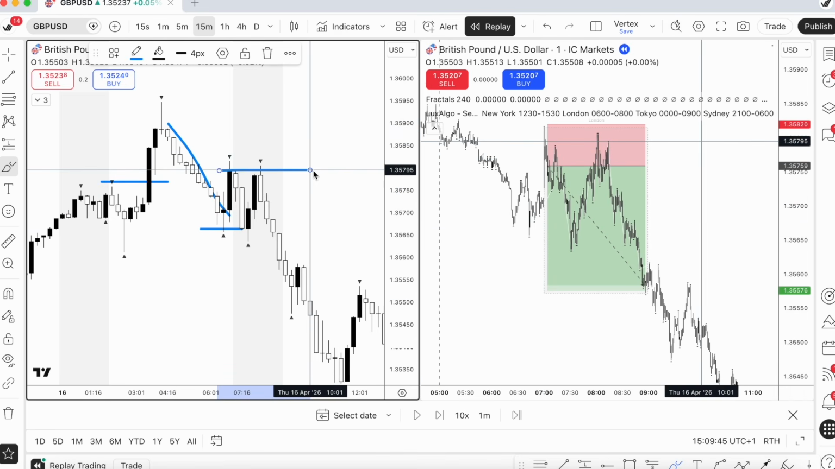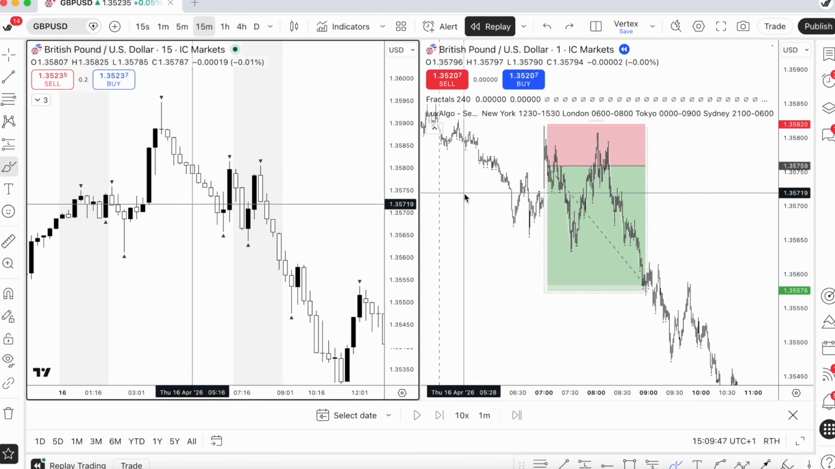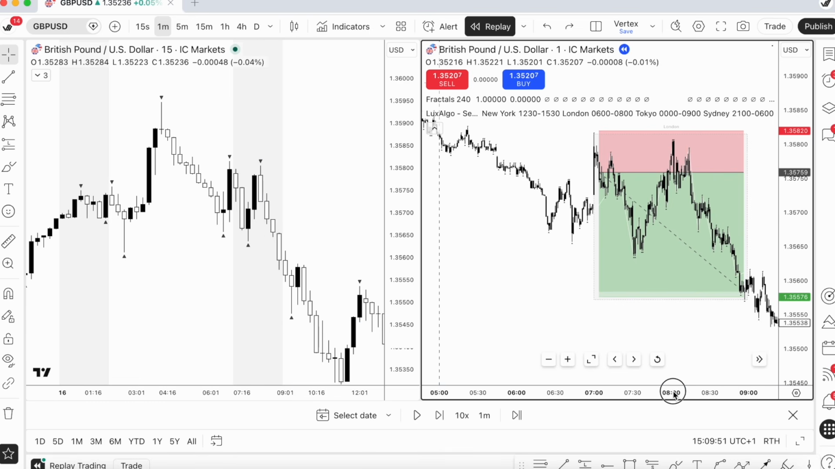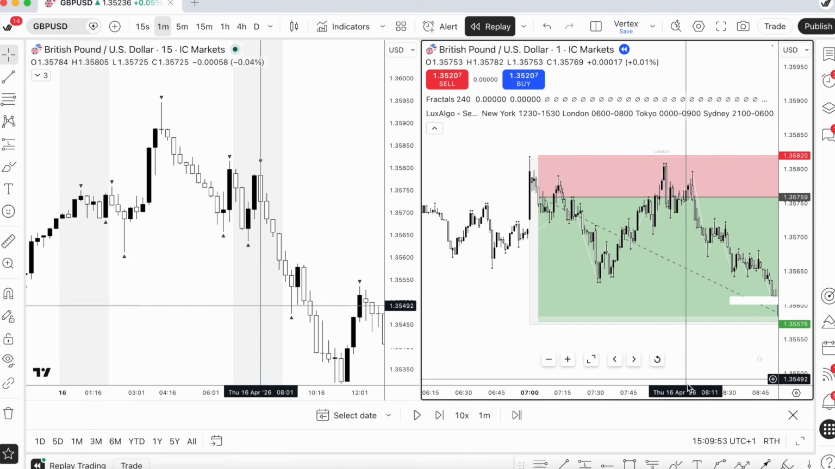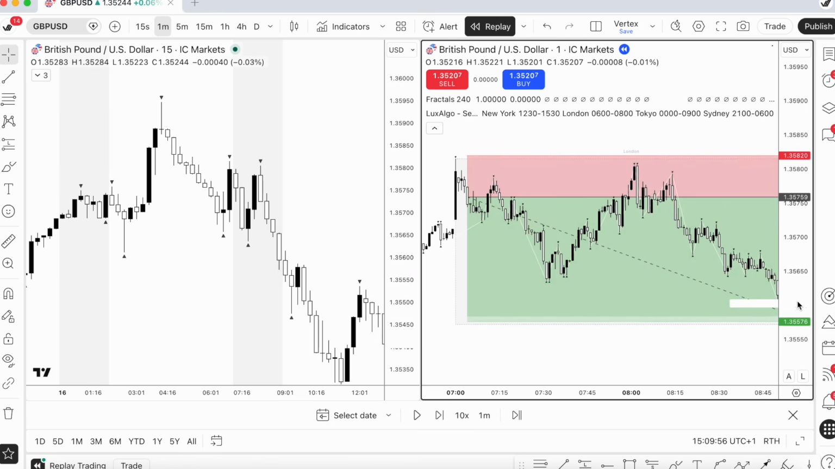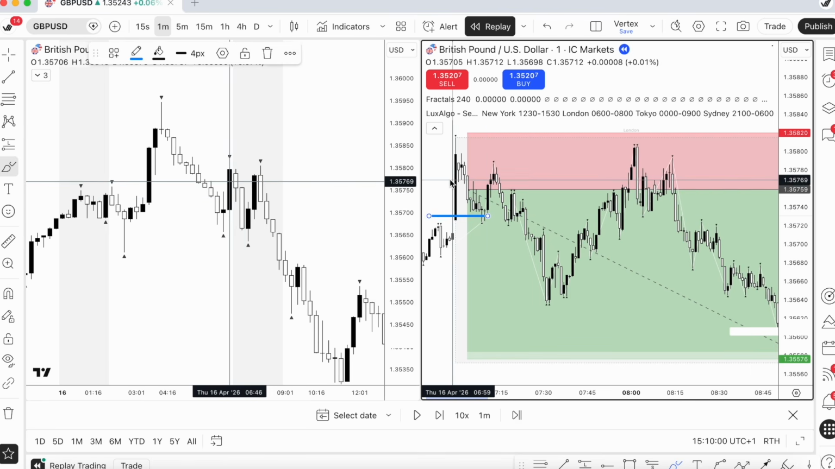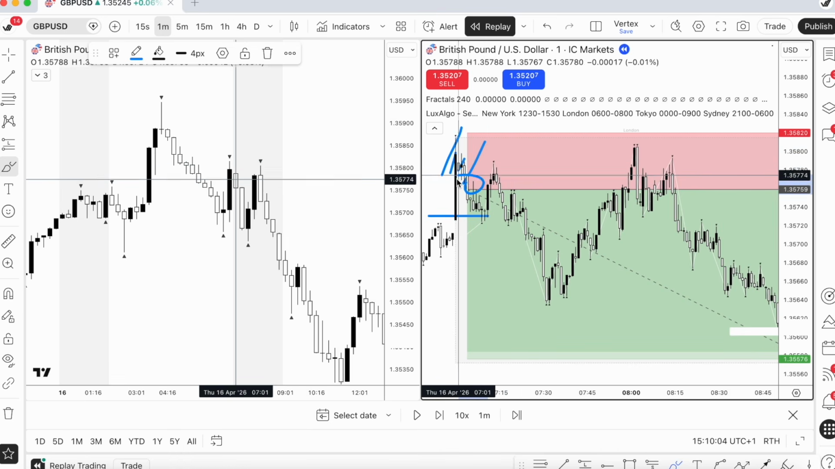Just be aware of any sessional bias changes. Coming into the session itself, what you can see here is a very simple sweep, sweeping candle, refinement candle, trigger candle, and then entry.